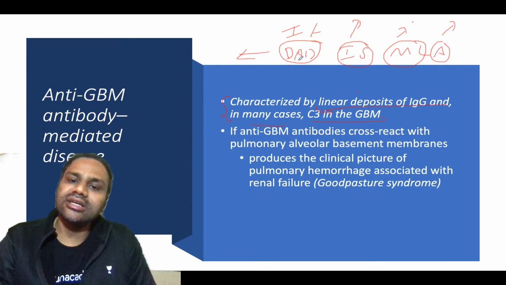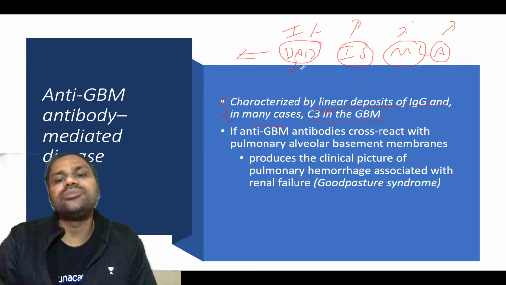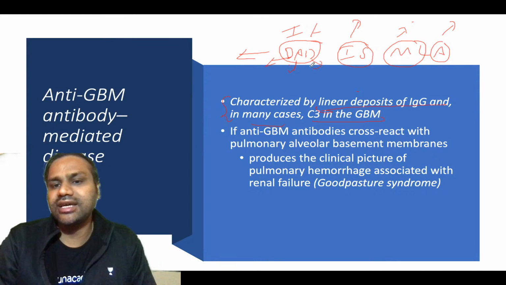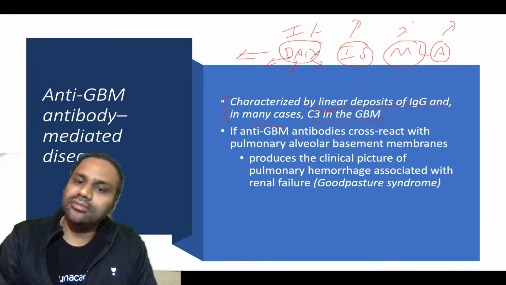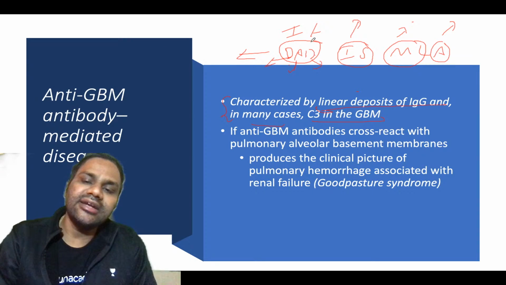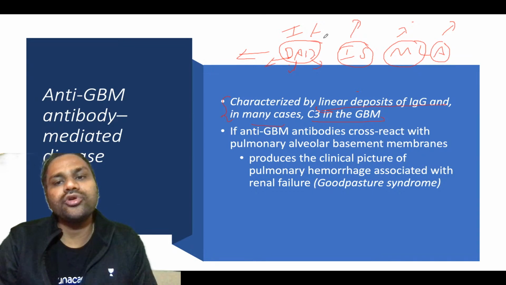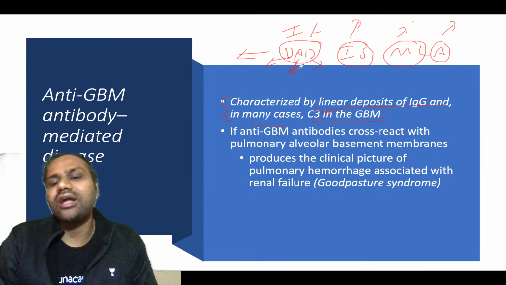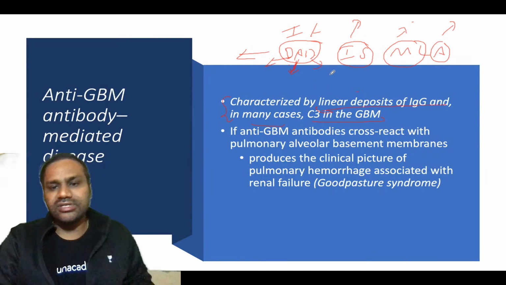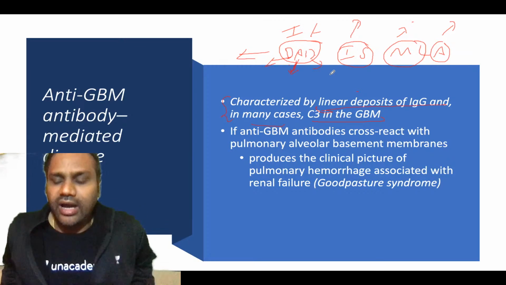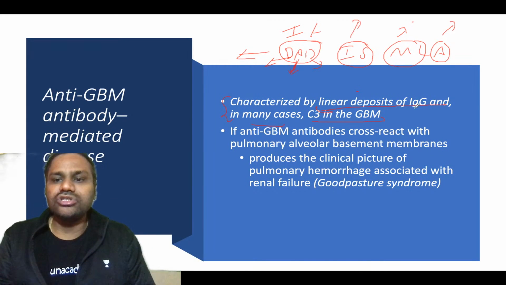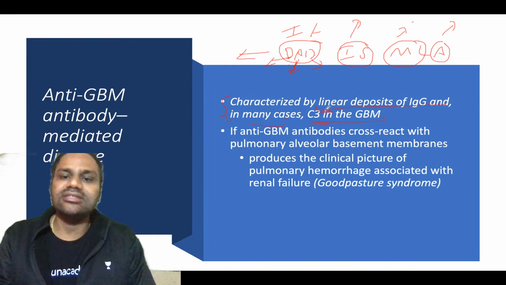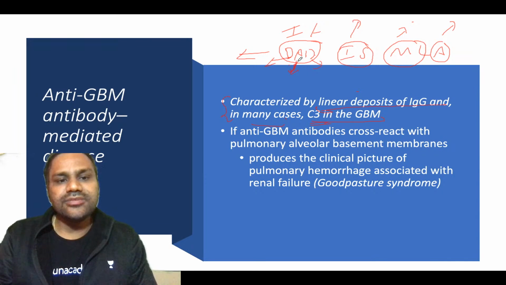So in DAD, A is anti-GBM. D is diabetic nephropathy, the other D is dense deposit disease, and the last D is deposit, that is MIDD, monoclonal immunoglobulin deposit disease. So your A is anti-GBM disease. By now you know very well that linear deposit of IgG and C3 is seen in anti-GBM disease.